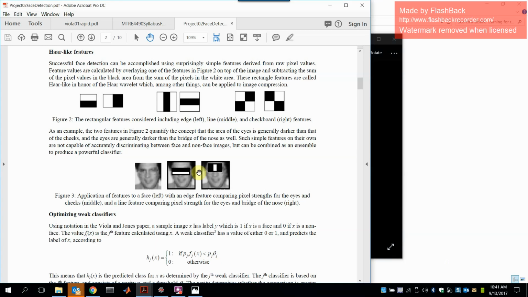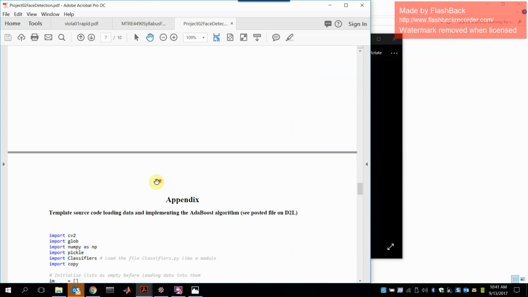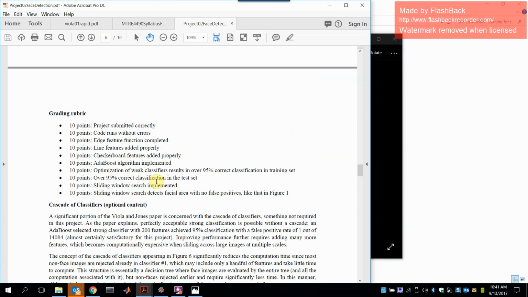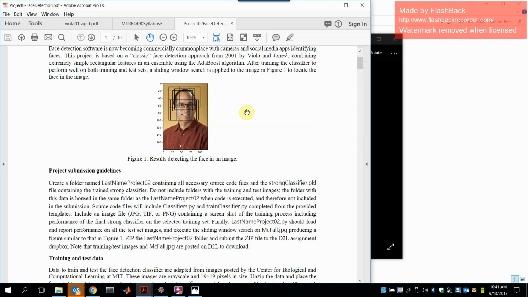Now, let me look, just to make sure I remember right, in the rubric. Right, in order to get those last 10 points, it needs to detect all the facial area with no false positives in that image of me, or whatever image you decide you want to pick. So that probably means that you're going to want to emphasize having low false negatives. Okay, a small number of false negatives. So in your training, you may need to emphasize that.